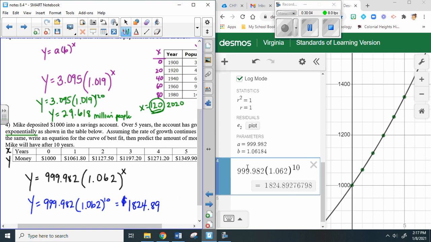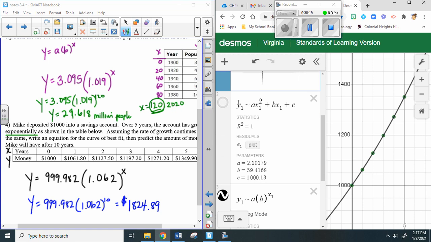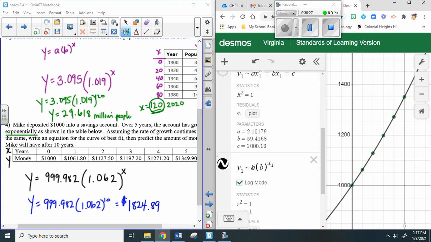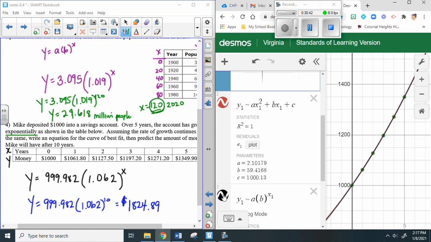Okay, so quick recap. You're going to be making a table in Desmos by clicking on the plus sign, okay? And when you do that, you're going to add a table. All right, once you have it, you're going to put in the X and the Y values. And if I were you, I would go ahead and type y1 tilde ax1 squared plus bx1 plus c in one line, and y1 tilde a times b raised to the x1 in the other box, and make sure you click log mode. Make sure you click that, okay? And then what I would do is once you type in the information for your table, check one of these at a time by clicking on the circles and seeing which one lines up better.